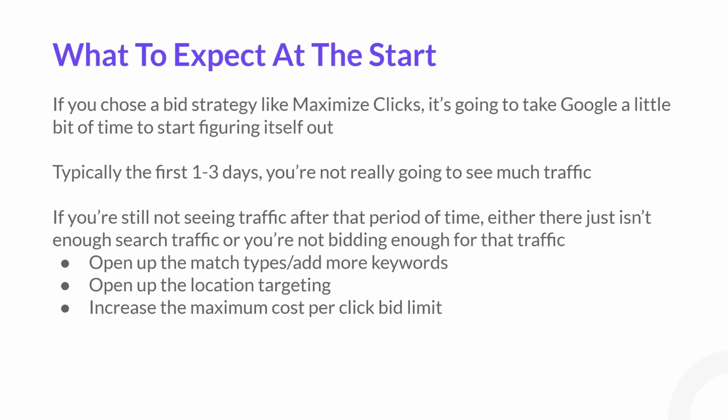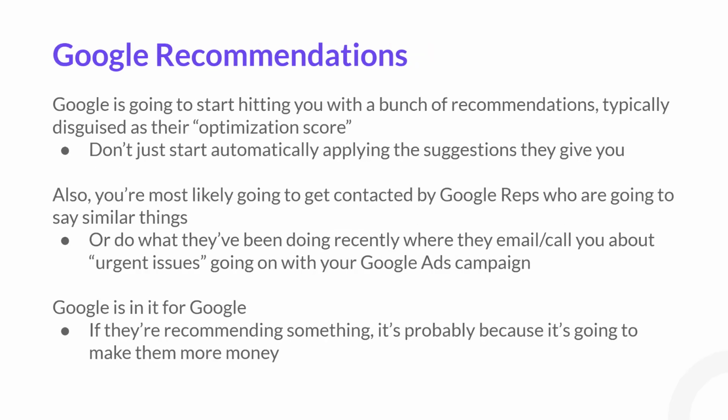You might see a handful of impressions, and then slowly but surely you should start seeing traffic come in. And if you're still not seeing traffic after that period of time, either there just isn't enough search traffic for the keywords that you have, or you're just not bidding enough for that traffic. So some things you can do in this case, you can open up the match types or add more keywords. You can open up the location targeting, or you can increase the maximum cost per click bid limit on the maximize clicks bid strategy.